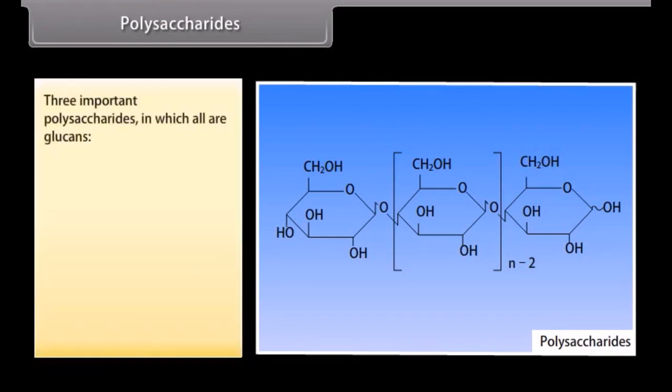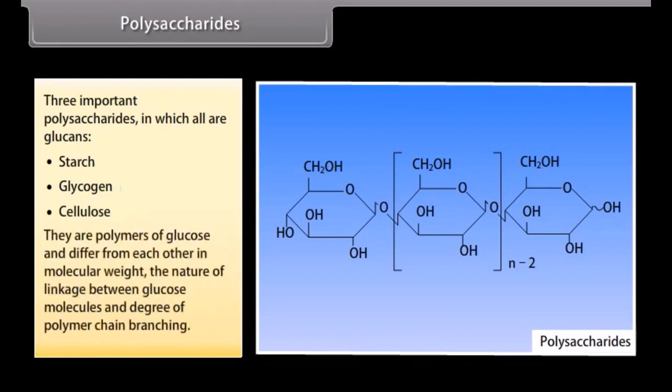Three important polysaccharides, all of which are glucans: starch, glycogen, and cellulose. They are polymers of glucose and differ from each other in molecular weight, the nature of linkage between glucose molecules, and degree of polymer chain branching. Glycogen.